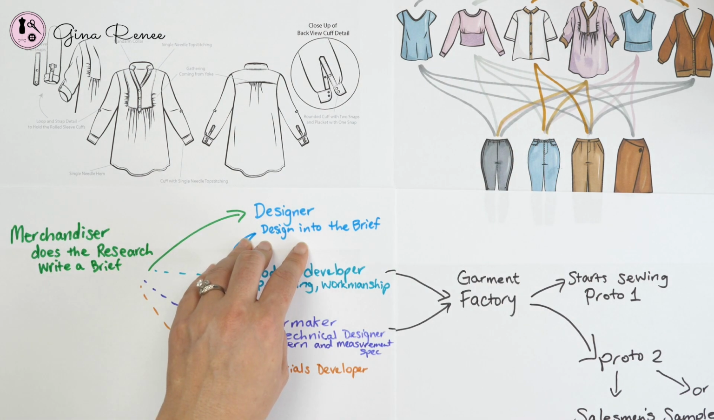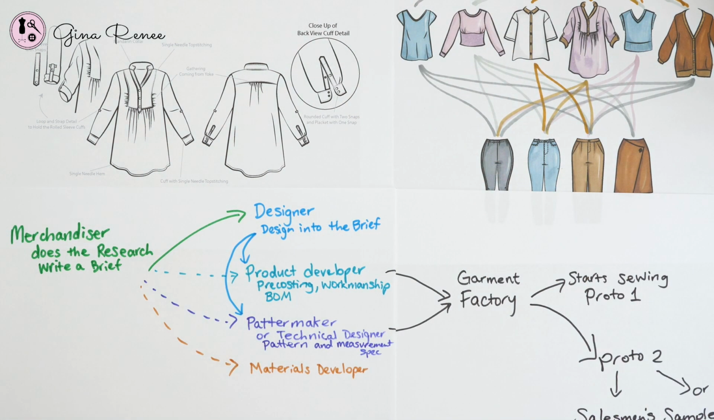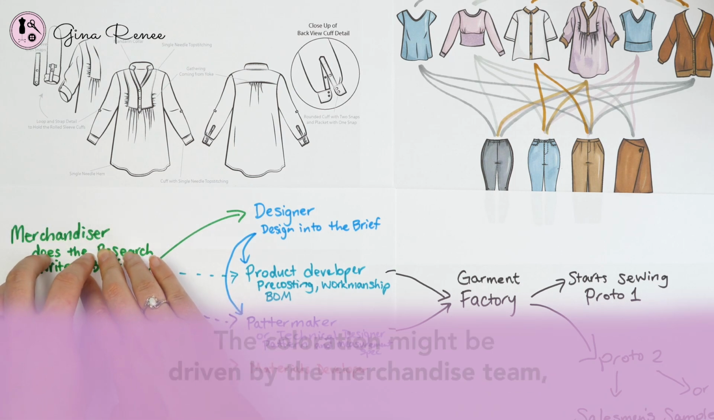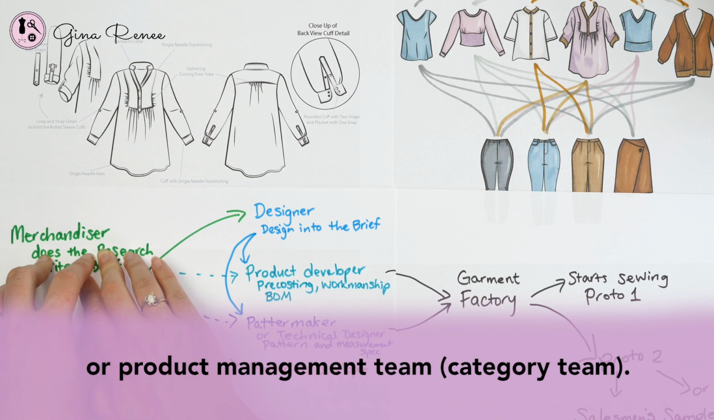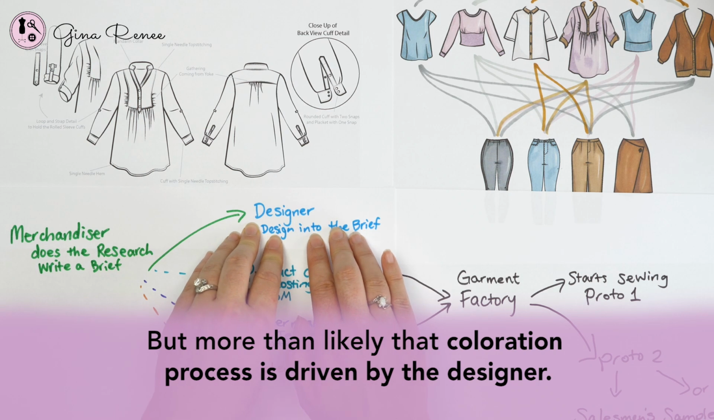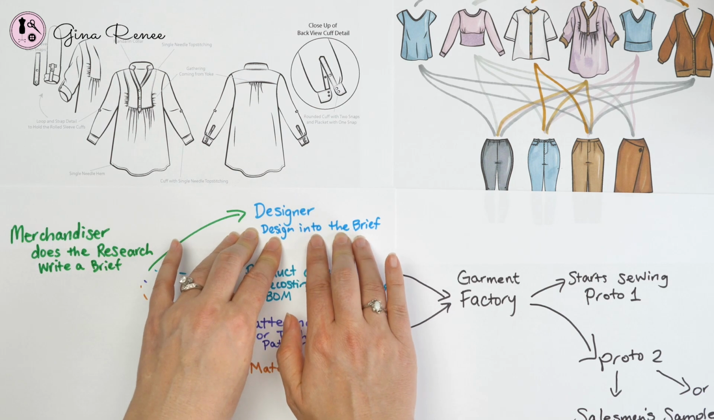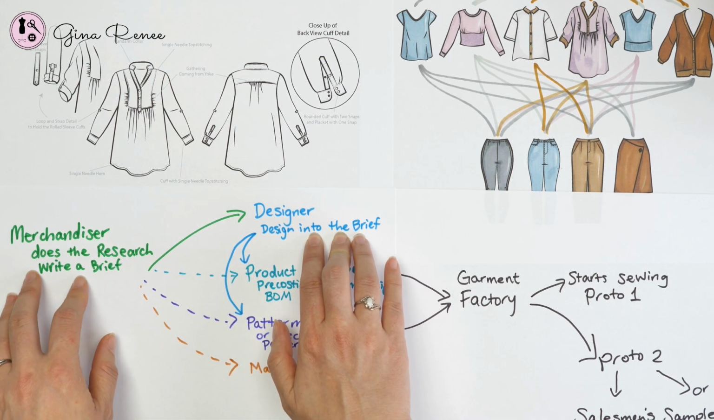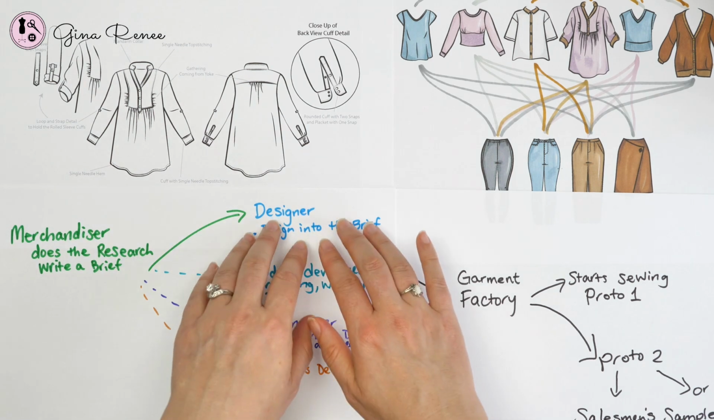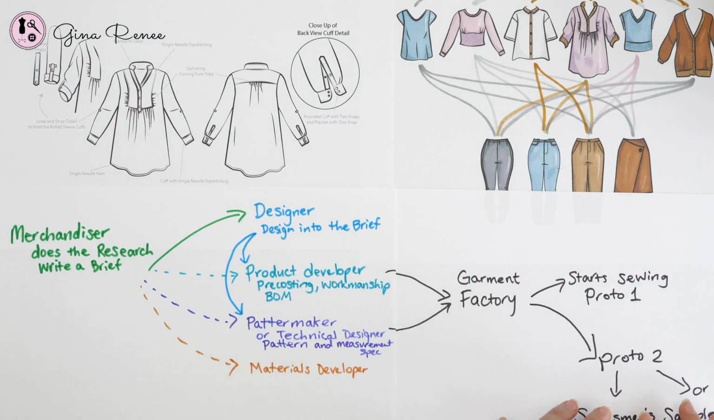And let's talk about those other teams that might come into play in the coloration process. The coloration might be driven by the merchandise team or product management team, category management, depends on what they're called. But more than likely that coloration process is driven by the designer. In high fashion, it's definitely driven by the designer. It can be influenced by the merchandising team or sales team as well. So the designers then have passed it on to this product creation cycle that we talked about already.